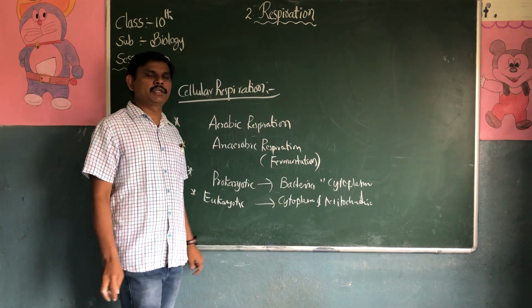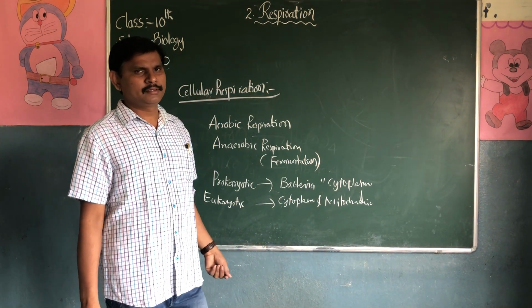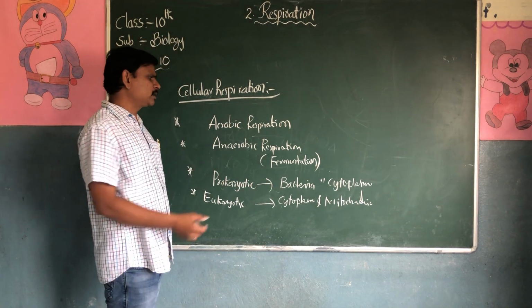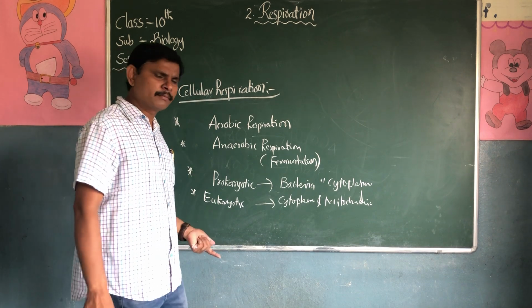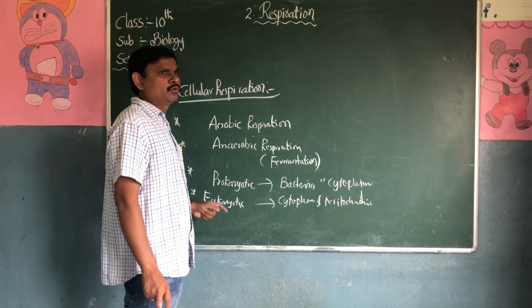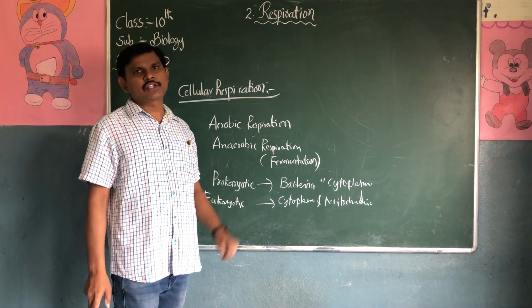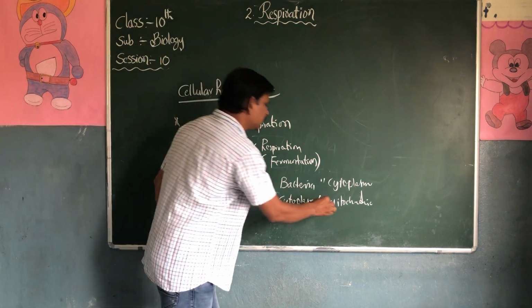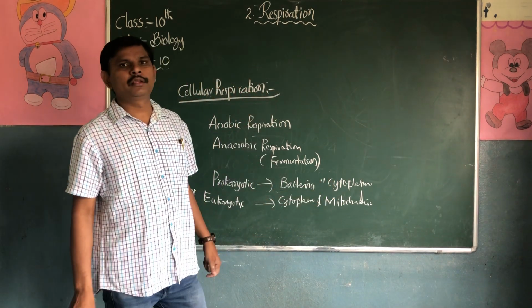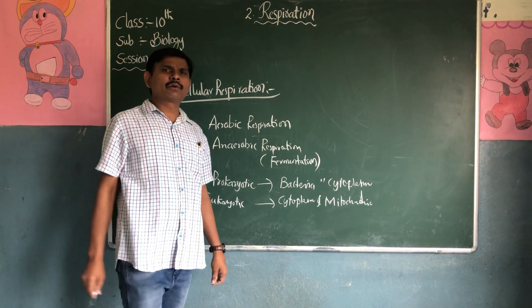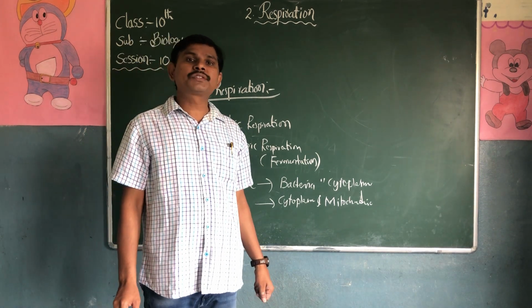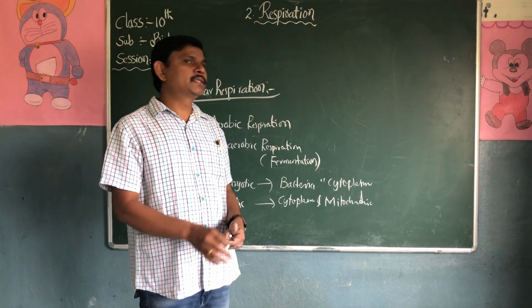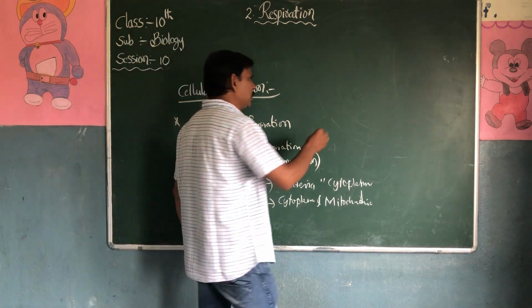The best examples of eukaryotic cells are plants and animals, and bacteria are prokaryotic. So this is about cellular respiration. Where does cellular respiration take place in a prokaryotic cell, and where in a eukaryotic cell? In a prokaryotic cell, it takes place in the cytoplasm. In a eukaryotic cell, it takes place in the cytoplasm and one more extra place, the mitochondria. That's why the mitochondria is called the powerhouse of the cell, because it stores energy.